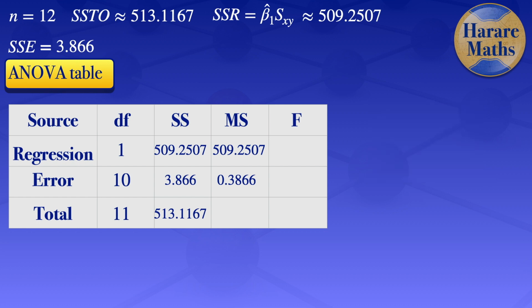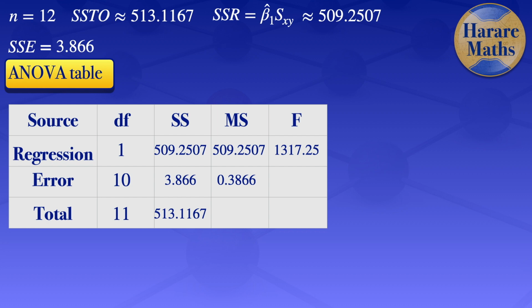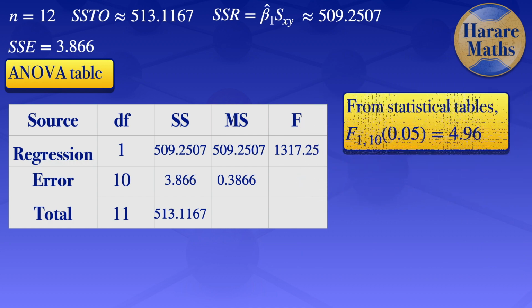For the F there, the F is the mean square regression divided by the mean square error, which is 509.2507 divided by 0.3866, which gives us 1317.25. So I'll write our F there as 1317.25. The next step is to look at the statistical tables of the F, with degrees of freedom D1 being 1, D2 being 10, our alpha 0.05, and from the tables we see that the F there is 4.96.